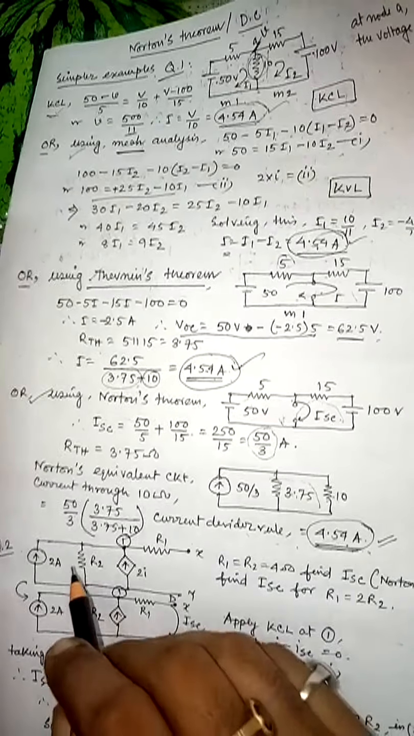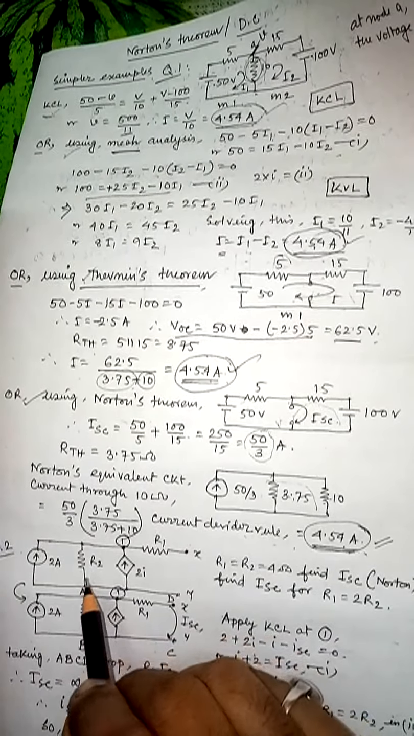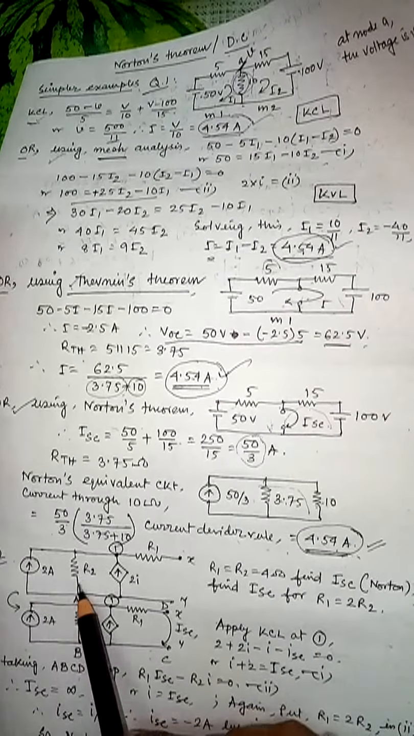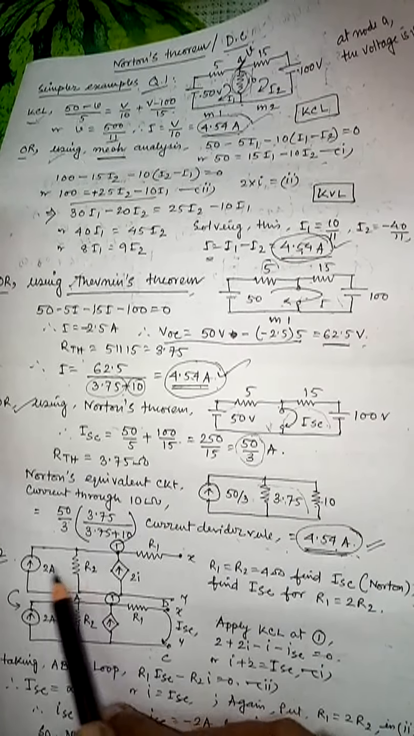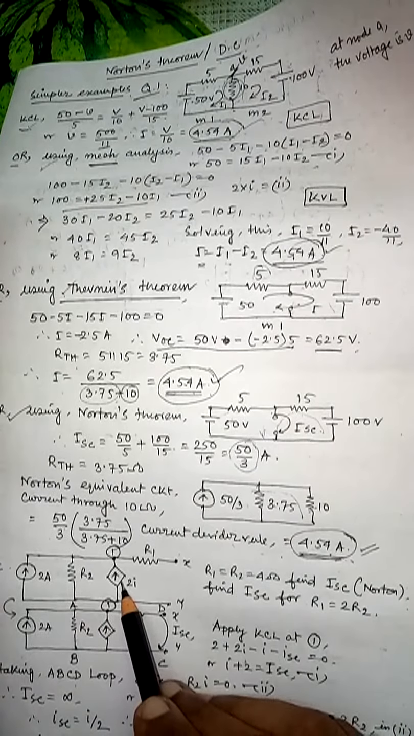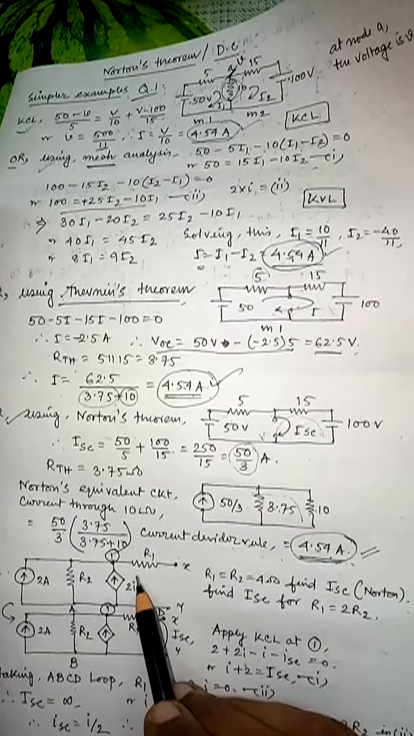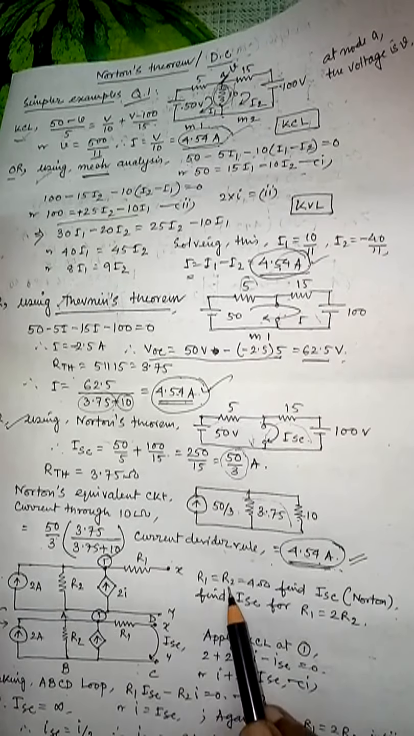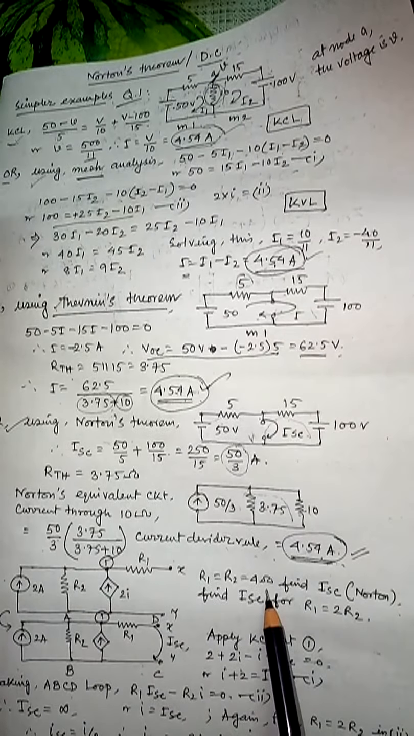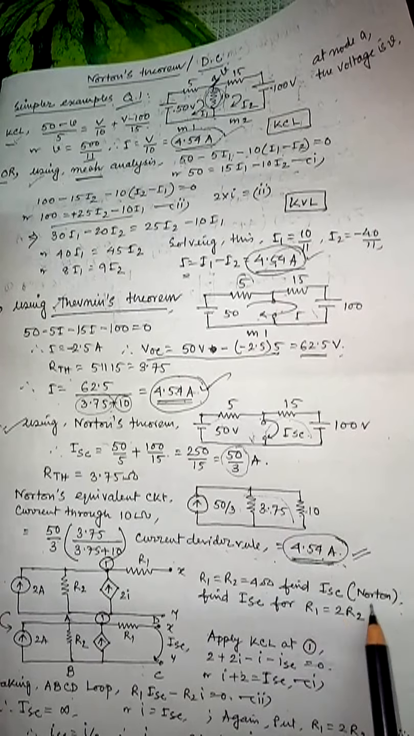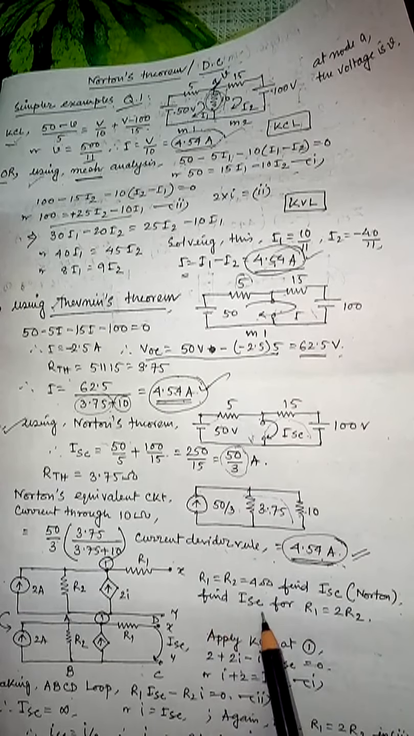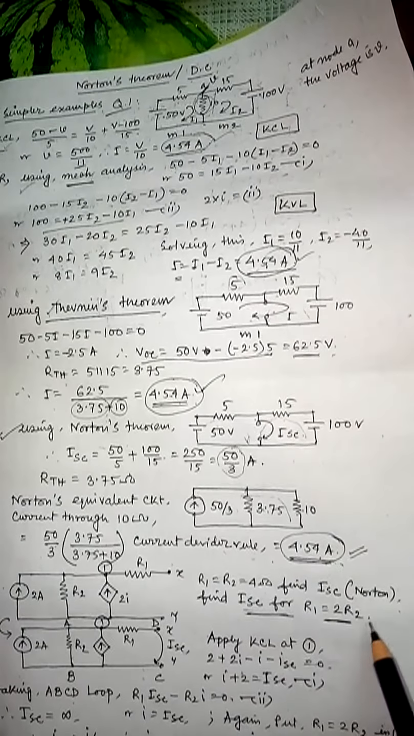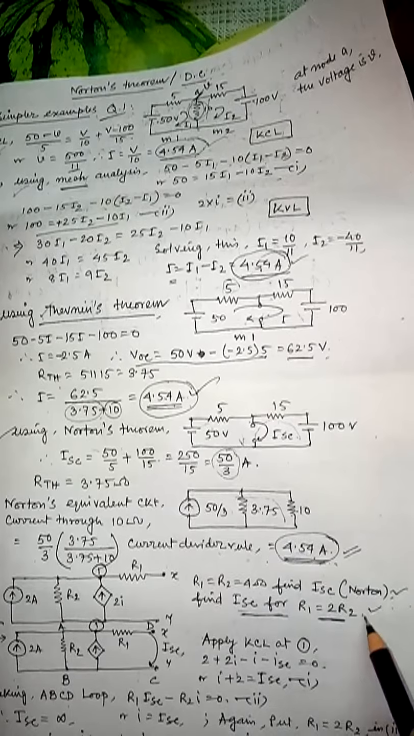So here we will be discussing another problem where you can see a 2 ampere current source, this is R2 parallel to this, and a dependent current source 2I is given on this. This is R1, this is X, this is Y. So it is given that R1 and R2, these two, equal 4 ohm, find out the Norton short circuit current ISC. Also find ISC for R1 equals 2R2. So 2 conditions are given in this particular problem.